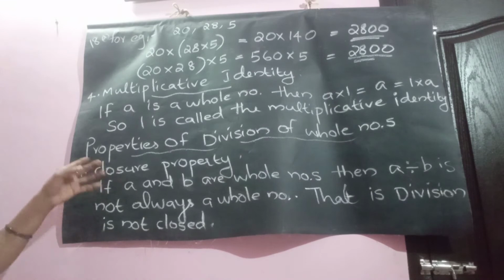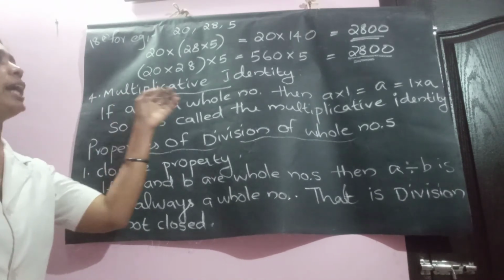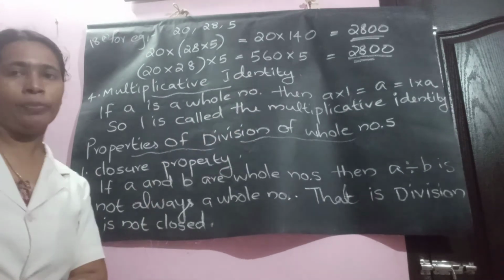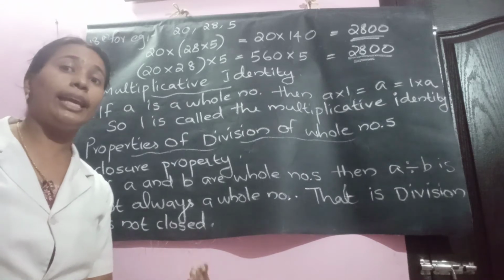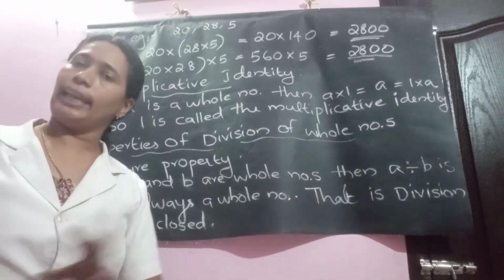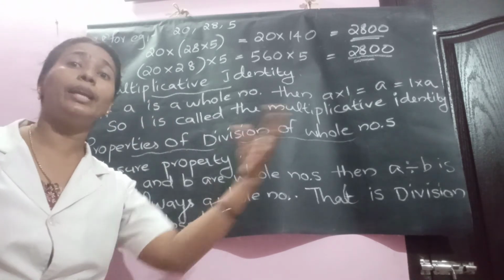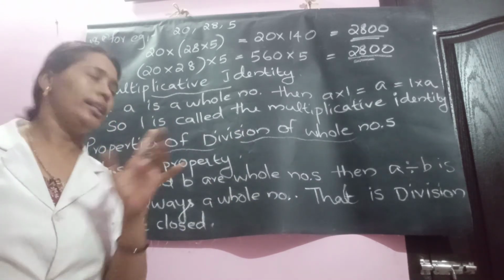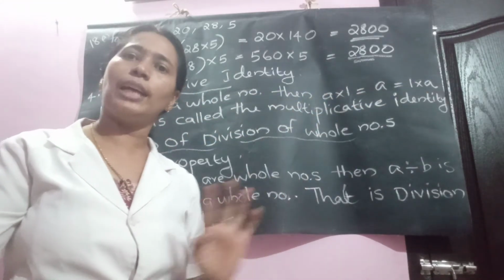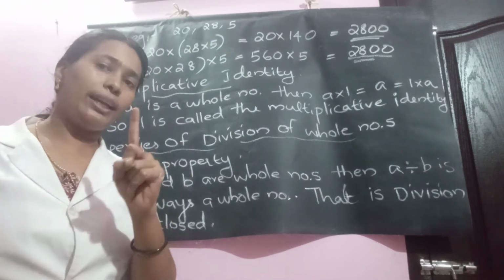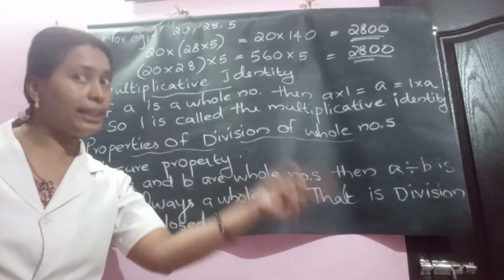Okay, let us move to the other condition, that is the fourth property, multiplicative identity. In case of additive identity, we studied that if A is a whole number, A plus 0 is giving A itself. But in case of multiplication, A into what number is giving A? 1. That is, A into 1 equal to A, or 1 into A is also A. And 1 is called the multiplicative identity. 0 is the additive identity.